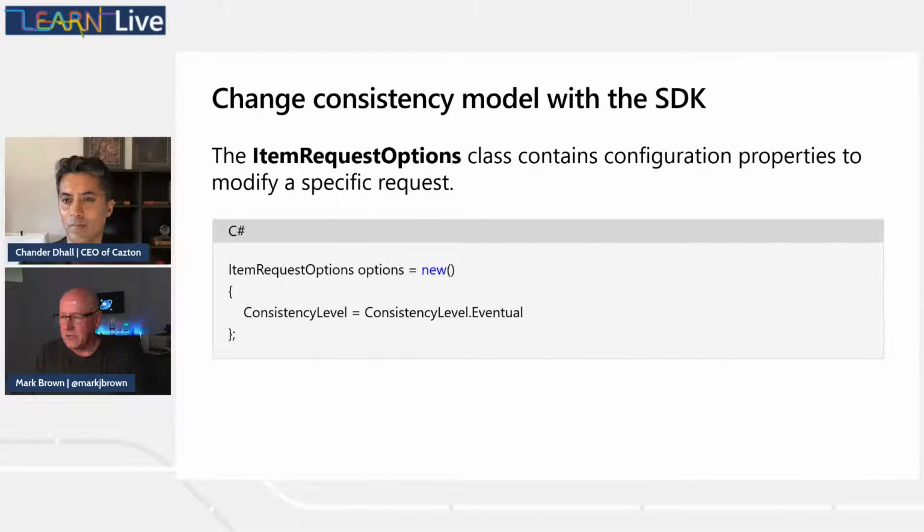This code shows you how to change it for a specific request. Within that, we have a class called ItemRequestOptions, and you just new up a new instance of that. Then you can set the ConsistencyLevel property to ConsistencyLevel dot whatever level you want to choose, provided that it's a weaker consistency level. You cannot, and I'll repeat, cannot increase the strength of the consistency model when you override it, either at the item or at the session level.